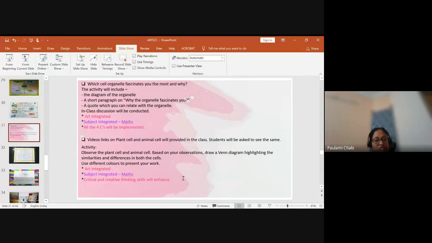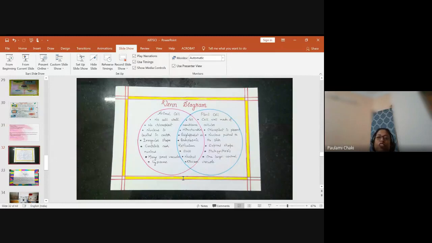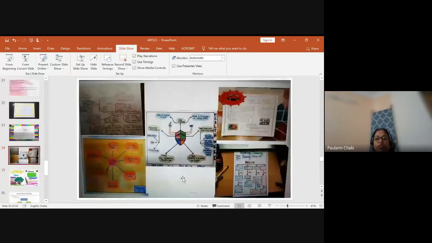So it becomes art integrated, it becomes subject integrated. It also involves where to place what, which are the common things in the Venn diagram. So all this helps them to enhance their critical and creative thinking skills as well. I told you that it came very recently to me, so I thought I will include this also.